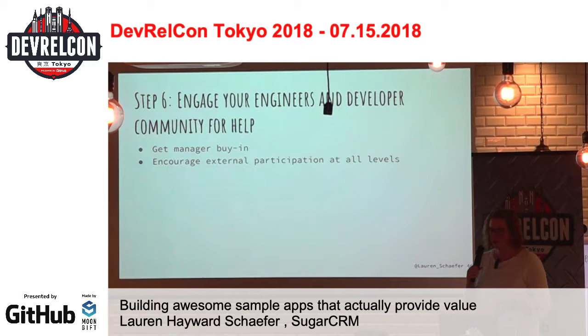And also encourage external participation at all levels. Some people might only be comfortable coming in and writing a bug report, right? Some people, if you have a bug report, maybe they'll come in and fix it. And then there are people who are going to jump right in and actually implement features, but you want to make sure you're encouraging participation at all those levels.